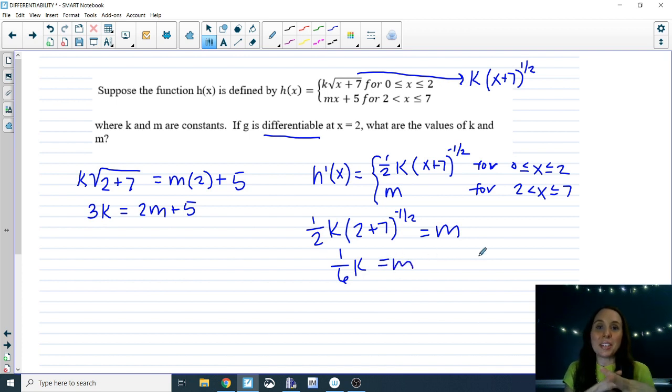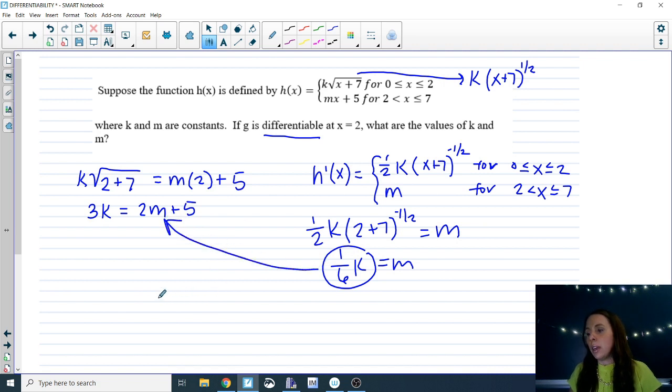Now, what I love about this problem, whenever I see these, I'm like, these are fun. They're like little puzzle pieces, in that now you take the pieces that we have over here and you put it together with the pieces that we have over here. We have just created a system of equations that we can solve, I would say, through substitution, because we know that m equals a 6th k. We can sub that in right there, right? And we can write that as 3k equals 2 times a 6th k plus 5. And solve for k.